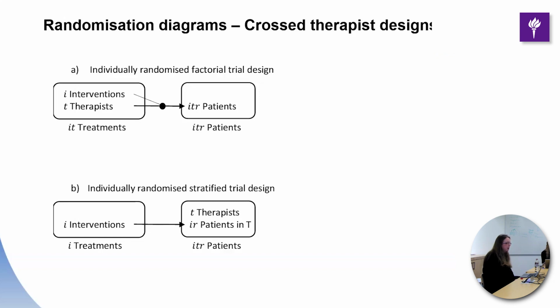Having said that, I think that if you can't do that, and there are situations, particularly potentially within surgery, where it isn't possible to randomize the surgeon to the patient, the best you can do next to that is to stratify the randomization of interventions to patients by the therapist or the surgeon.